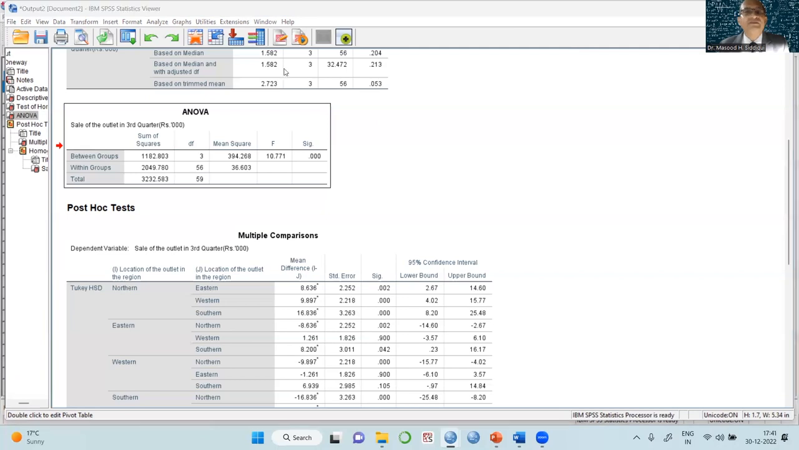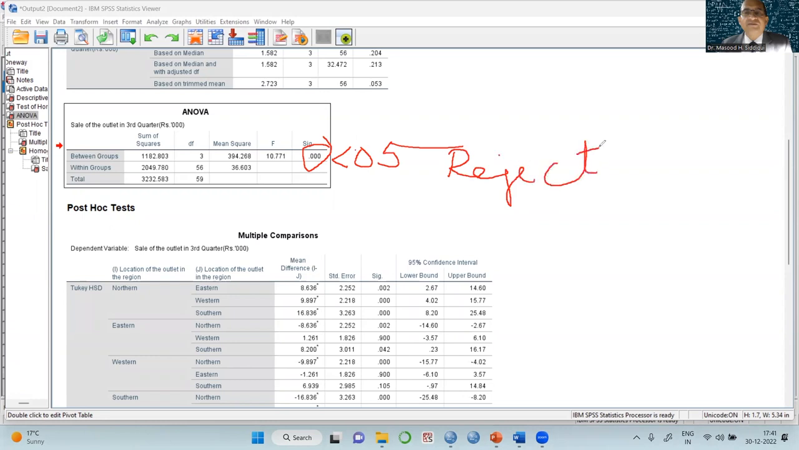And this is the P value. As you look, since F is very high, the P value is less than 0.05. 0.05 is our default level of significance. So we reject H naught, which means all mu i's are not the same.